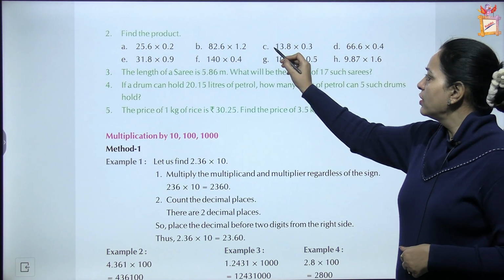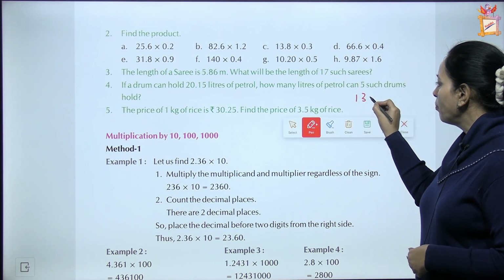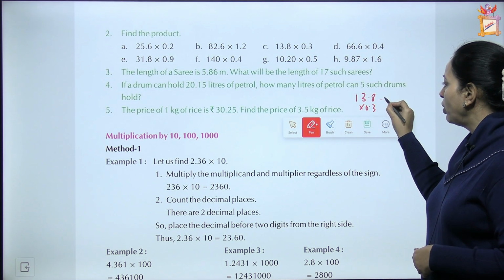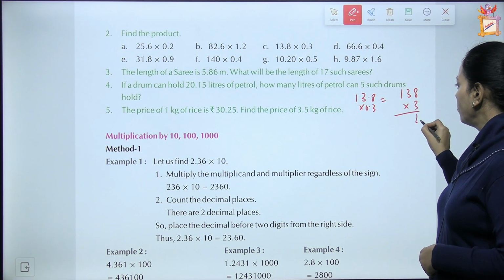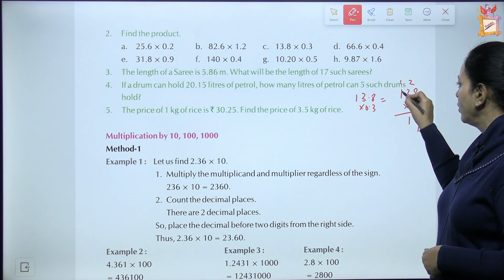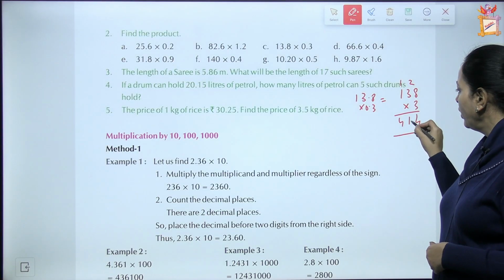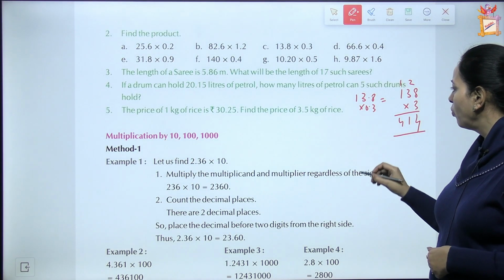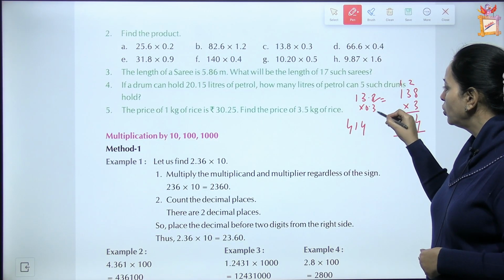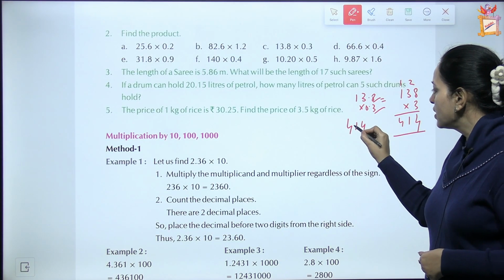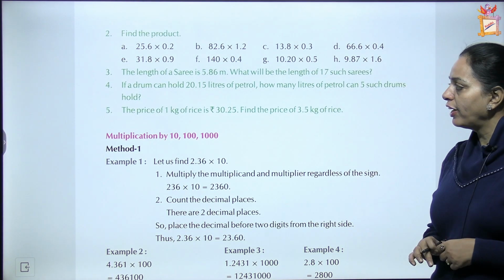Now the second one, find the product. Like here C part 13.8 multiplied by 0.3. So 13.8 into 0.3. So remove the decimal first. Multiply: 3 8s are 24, 3 3s are 9, plus 2 is 11, and then 3 1s are 3 plus 1 is 4. So 414. Now count the decimal places. 1 2. Here 2 digits. So 4.14 is the answer. Similarly, you can try the remaining parts.